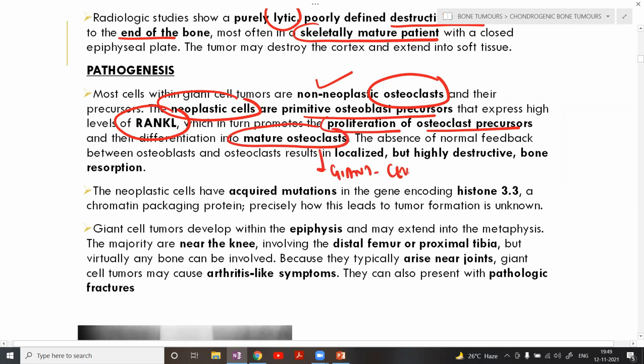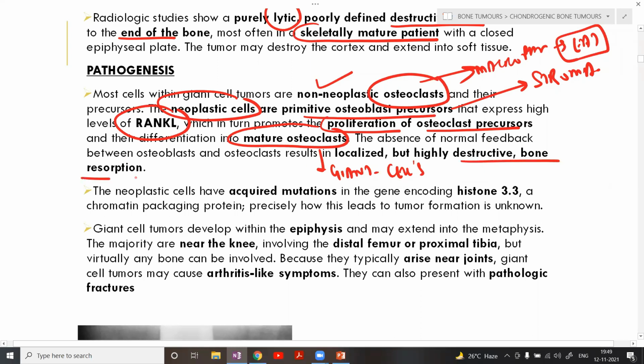Okay, the giant cells are not the tumor part. The stroma, which is the primitive osteoblast precursors, they are actually the real tumor part. Now remember, normally there is a feedback. Normally, only a limited amount of osteoclasts are stimulated. And once the osteoclasts are stimulated, for some reason, they are again inhibited. But over here, this is not there. And what is the function of osteoclast? It is a type of macrophage only. Yes or no? It will eat. It has a phagocytic function. So it is causing destruction. It is highly destructive and it will cause a lot of bone resorption, because that is the natural function of an osteoclast.